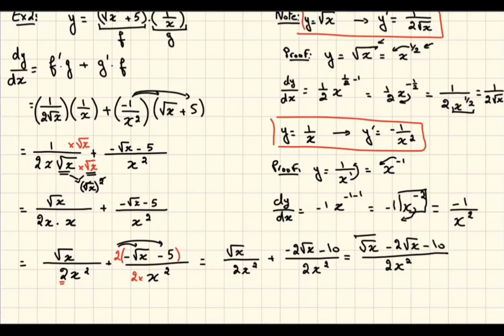Now we can notice here we have radical x minus 2 radical x. We can simplify these because both of them have radical x. As if you are saying 1 apple minus 2 apples. The answer will be minus 1 apple. So instead of apples here, we have radical x. The minus 10 stays minus 10 over 2x squared. So this is the simplest form we might get for this question.